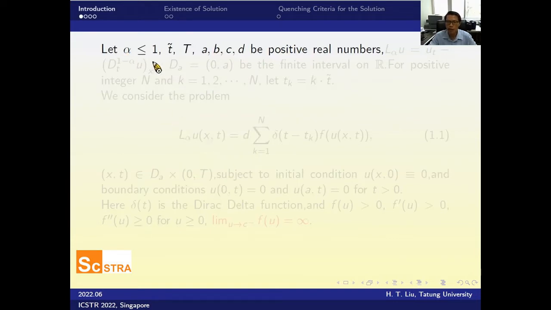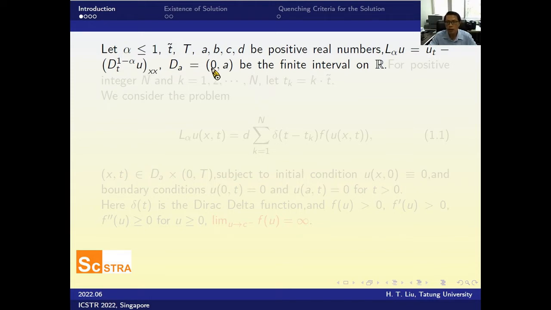We let alpha less than or equal to 1, T tutor, capital T, A, B, C, and D be positive real numbers. We let L alpha of u be the operator, which is equal to the first time derivative of the solution u minus a special differentiation of u with respect to the time t, and then differentiate twice along the x direction. Now this function is known as the diffusive operator.